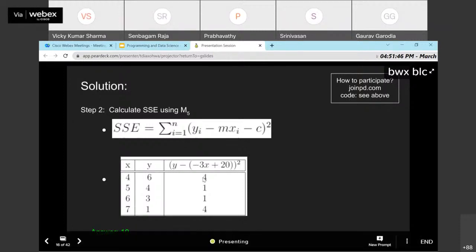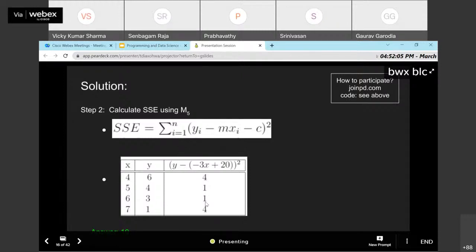When you do this, you get 4. Similarly, when you go for the second, you get 1. When you go for the third entry and substitute the value in that formula, you get 1. And for the fourth entry, the value you get is 4. So square. But what is SSE?